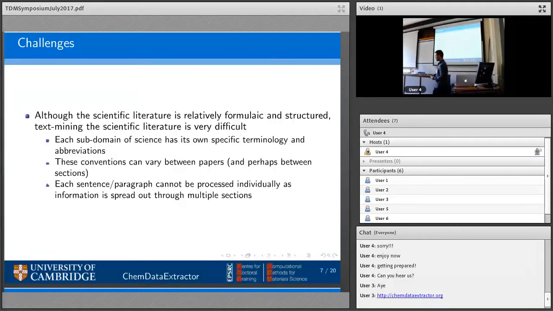And we also have the problem, particularly in science, that our conventions aren't particularly rigorous. We tend to have slightly different conventions for labeling and naming conventions of compounds, for example, in different subdomains of science.